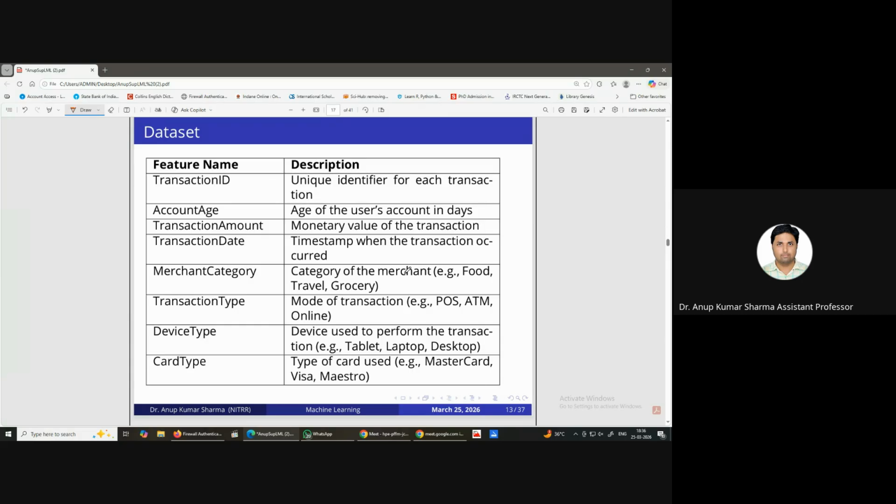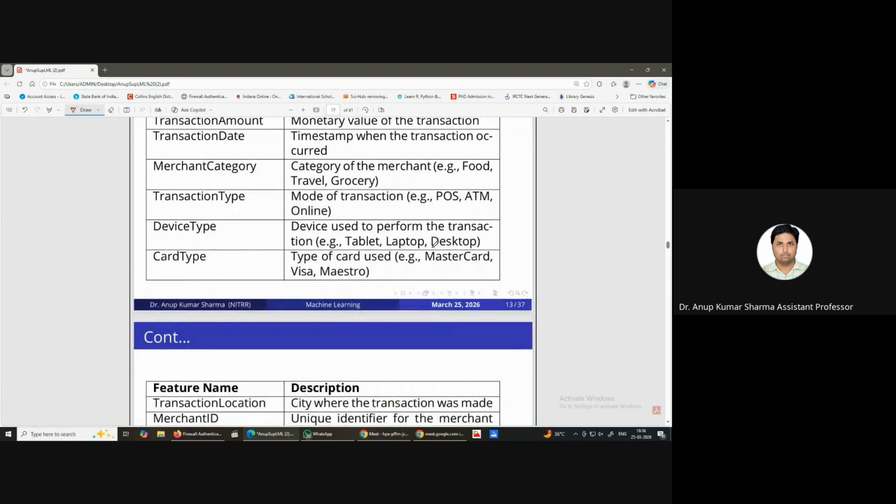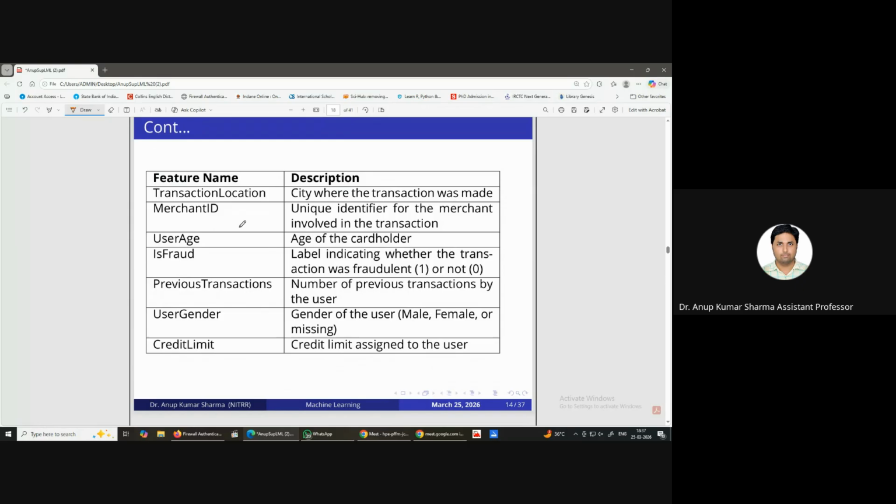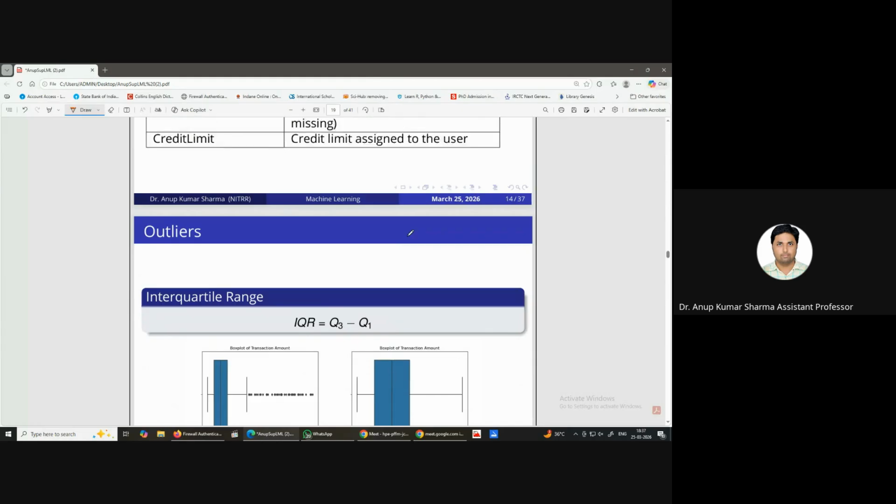Transaction ID is a unique identifier for each transaction; account age is the age of the user's account in days. These are what we have to include when we start the project, and we have to write the details. In the same way, we include transaction location, merchant ID, user age, fraud, previous transaction, user gender, and credit limit.